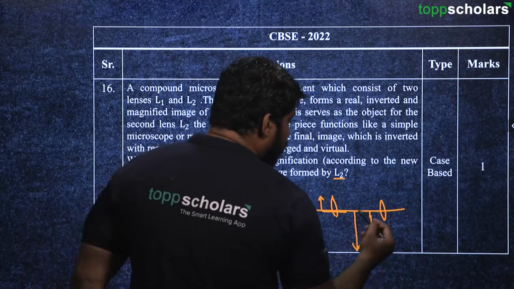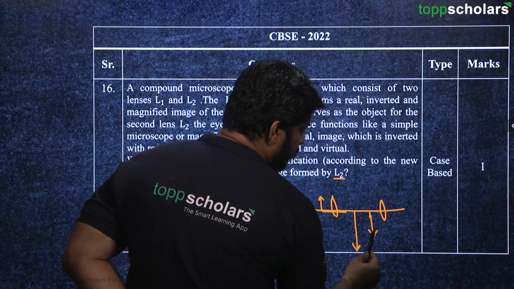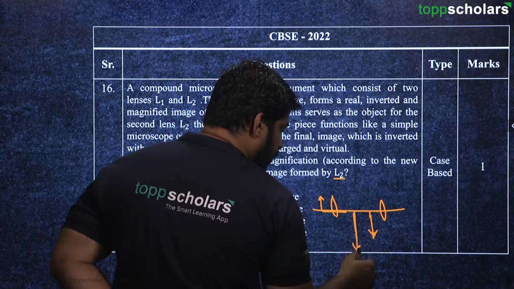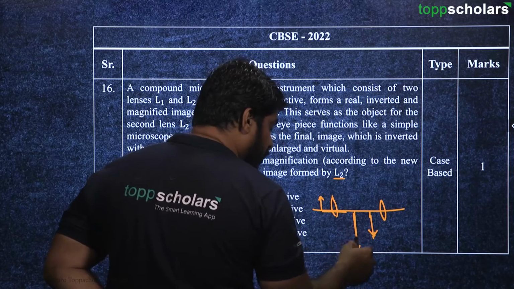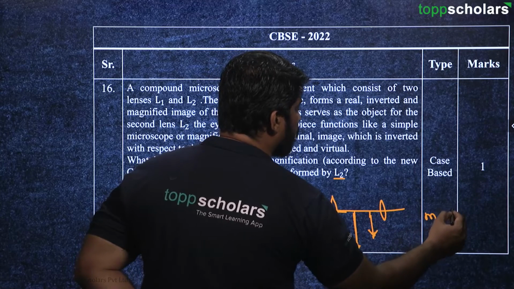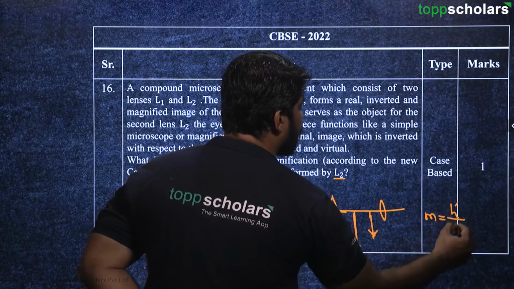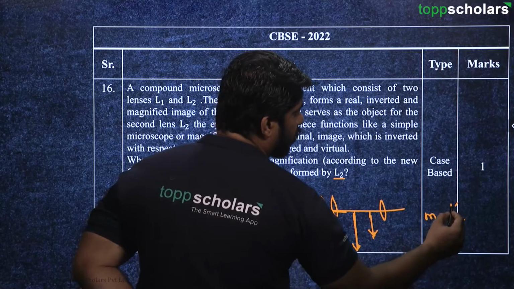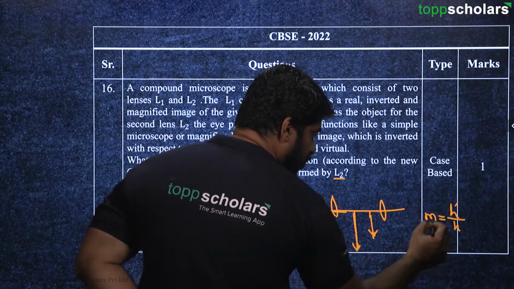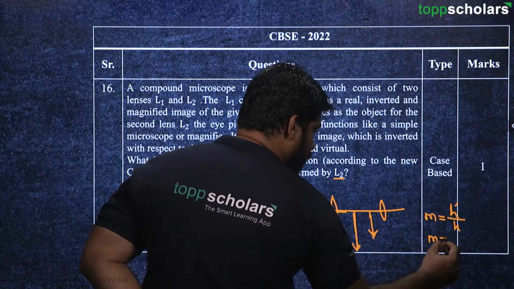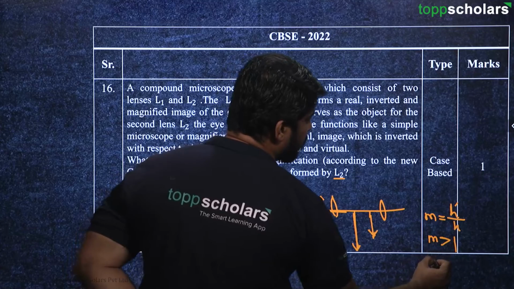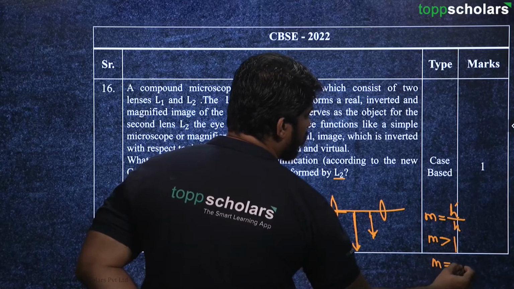So with respect to this object for this particular lens, we can see that the image is erect, it is magnified. According to the equation of magnification, h dash upon h, h dash is definitely greater than h. So m is definitely greater than 1, and since both are in the same direction, m has to be positive.